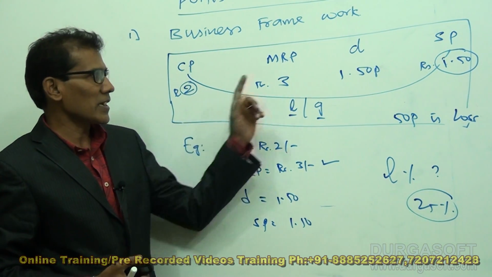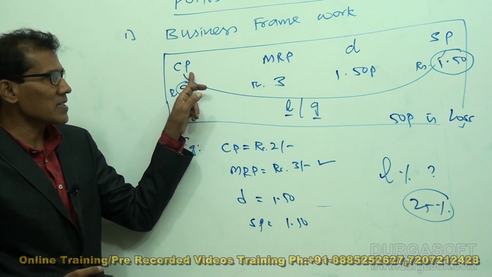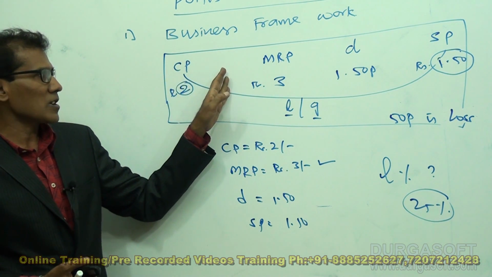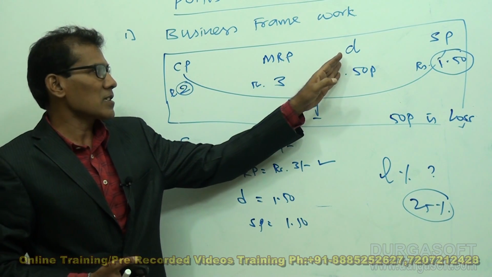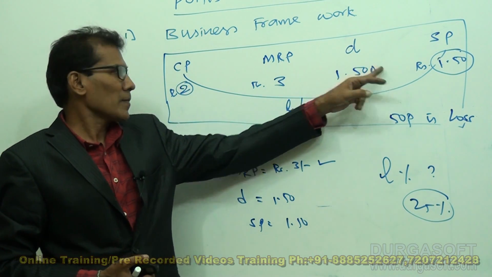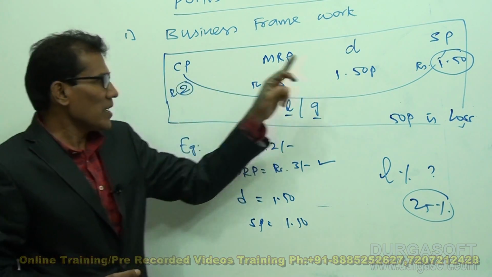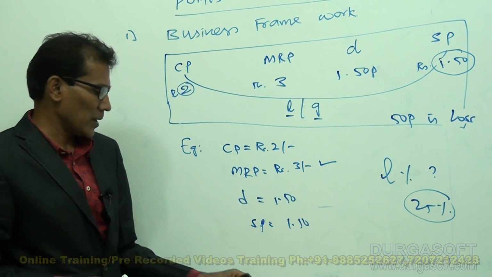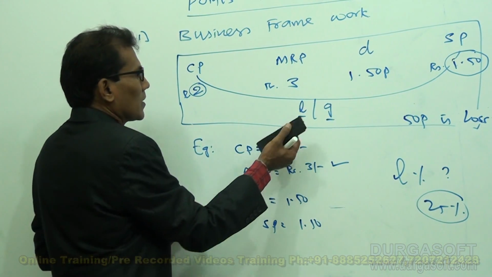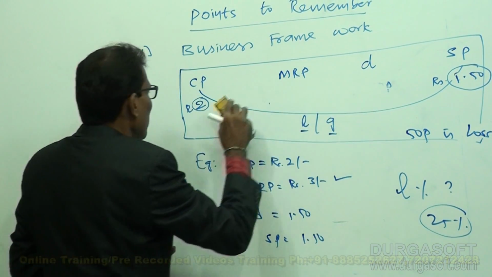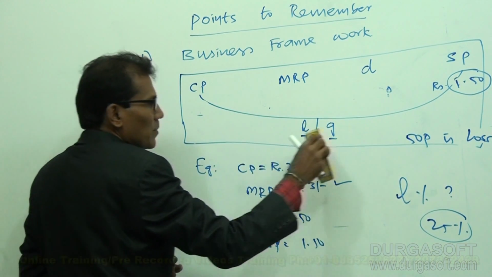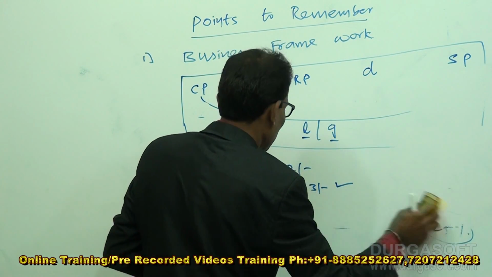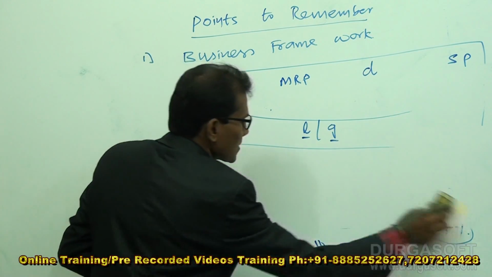Where the business starts and where it ends. It starts with cost price and after that MRP. To get the MRP something is added to cost price. From MRP something is discounted, then we get the selling price. So from CP and SP we can calculate whether it is loss or gain. Later it can be expressed as percentages. So make a note, this is a very important point. By using the same concept we are going to work out the questions. This is one of the very important points. It is business framework.